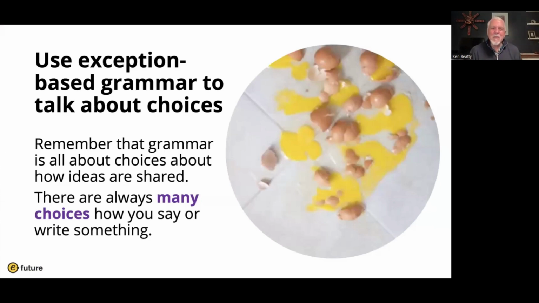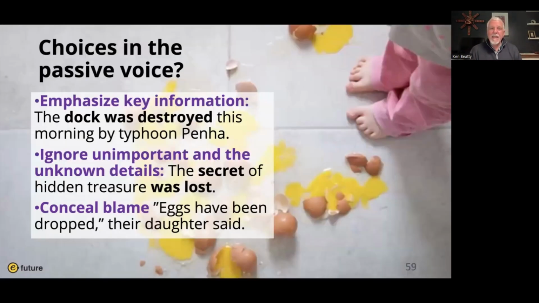So use exception-based grammar to talk about choices. And language is a series of choices. Grammar is all about choices about how ideas are shared. There are always many choices on how you say or write something. You can be very formal, you can be informal, you can be satirical or joking. You can use grammar to talk about things that have happened in different ways or things that will happen in different ways. And there can be different ways, for example, even reasons for this. And we can see this in the passive voice. So the passive voice, there's different reasons for using it. So one is we emphasize key information.